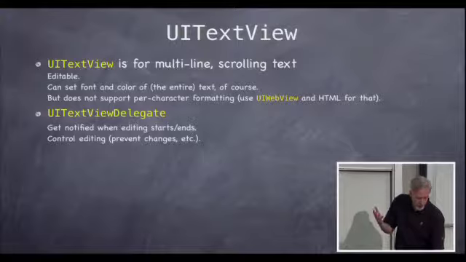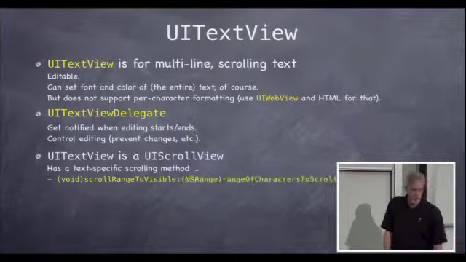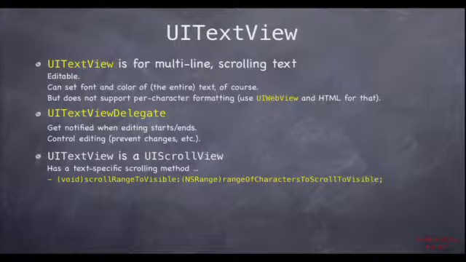The UITextViewDelegate is similar to the text field. You get notified when editing starts and ends and stuff changes. You can react to that. There's also a special scroll view method. Text view is a scroll view, and it adds this method scrollRangeToVisible, which you specify an NSRange of the characters, and it'll scroll them to visible, that kind of thing. So, UITextView rarely used.